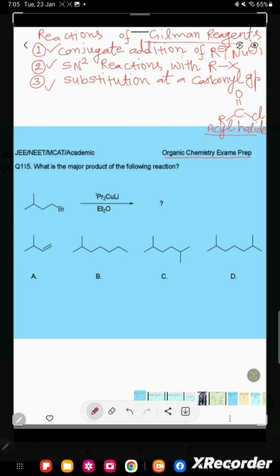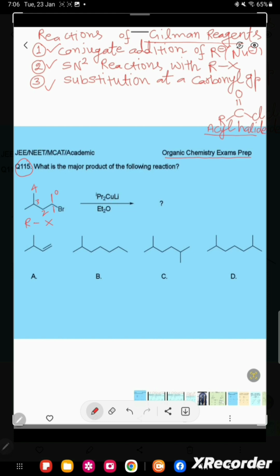So now in this question number 115, we need to find out the major product of this reaction, where our substrate is an alkyl halide. This is an alkyl halide, and if we count the carbons, 1 2 3 4, it's a 5 carbon compound. It's an isopentyl bromide. That's our substrate. So it's a primary alkyl halide.